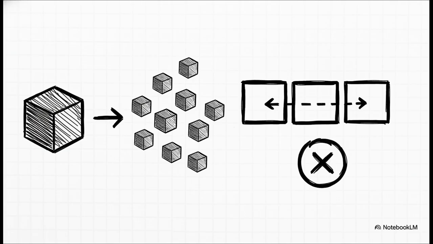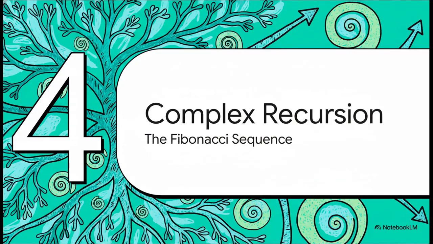You can print the element at your current index I, and then recursively call the exact same function for index I plus 1. It is an incredibly elegant way to loop through data without ever having to write a traditional for or while loop. Pretty cool, right? All right, section 4, complex recursion, the Fibonacci sequence.